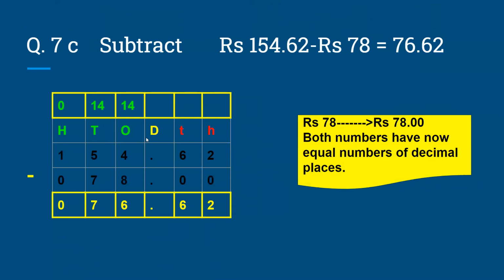Now make this chart, decimal, tenths, hundredths, and write the bigger number first. 154.62 minus 78. 78 means 8 is ones, 7 is tens, and no hundreds is there, we will put 0. Decimal 0, 0. Because after decimal, no digit is there, we will put 2 zeros. Now easily we can subtract. 2 minus 0 equals 2. 6 minus 0 equals 6. Now tenths is 6 and hundredths is 2.